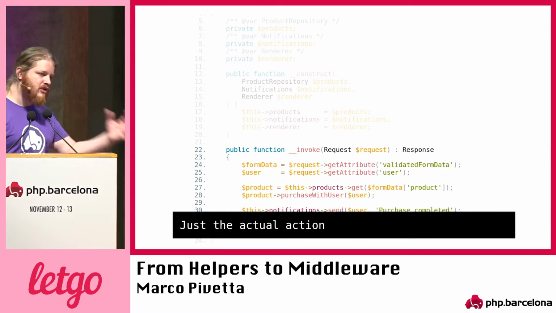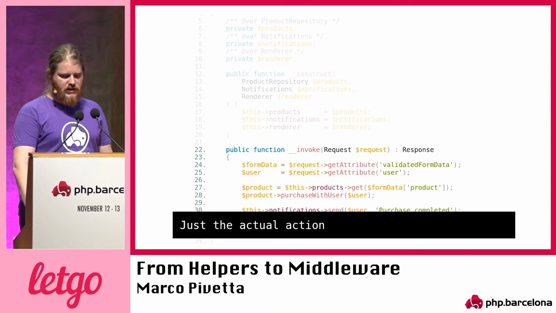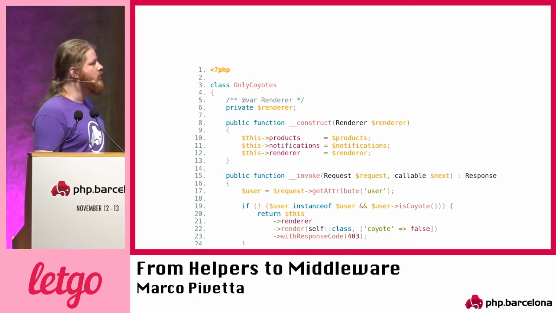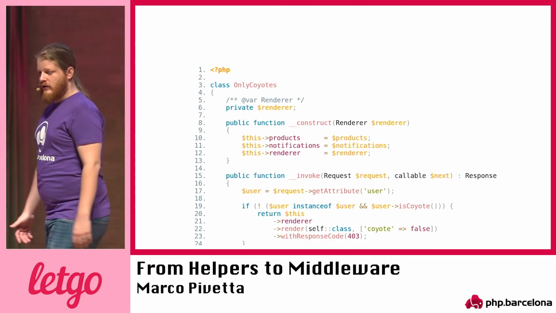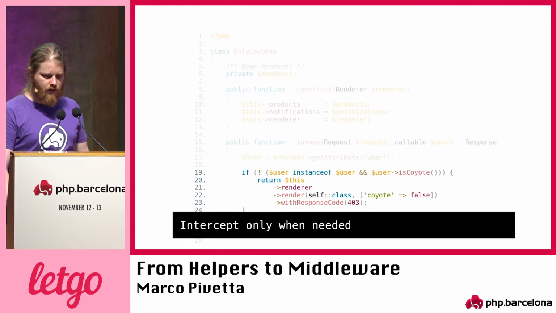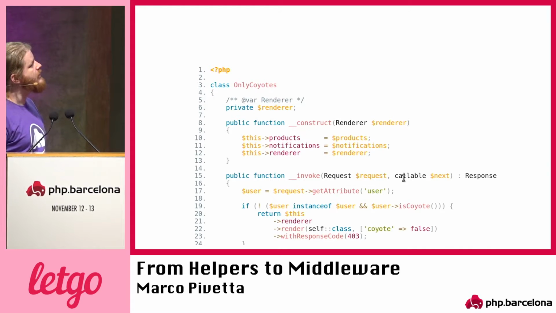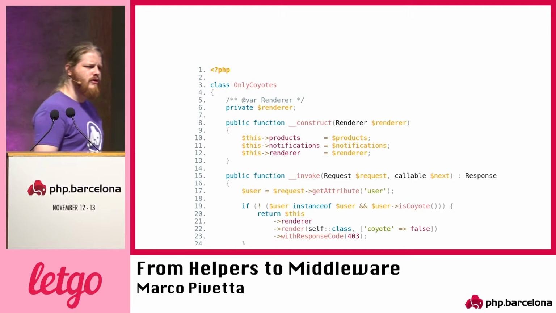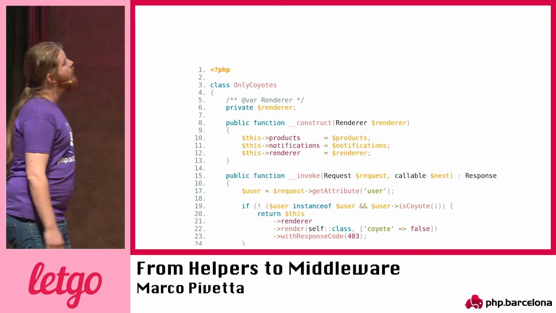And then you split out concerns, and you say, I have a separate problem, which is figuring out who can purchase things. So I'm going to write an only coyotes middleware. And this middleware has this weird signature here, request and callable. This, by the way, is a very old version of middleware. It still holds true from a concept point of view.